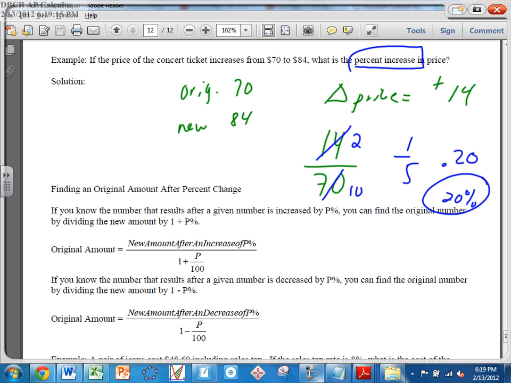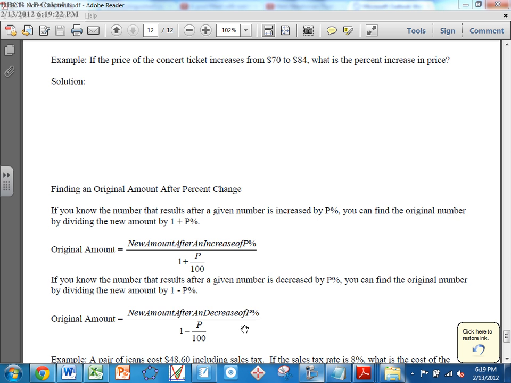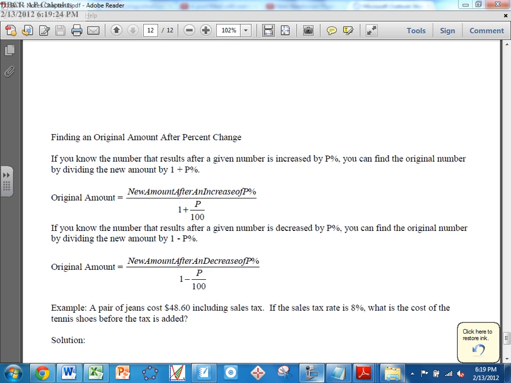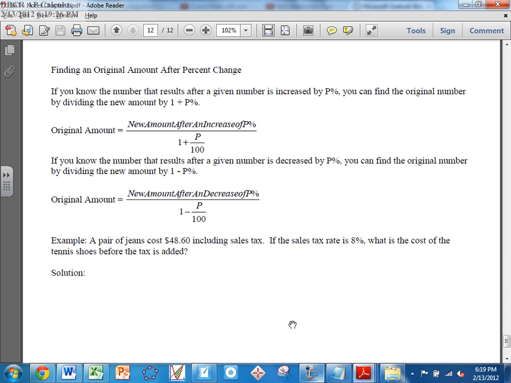If you know the amount of percent increase and you want to find out the original amount, there are several formulas you can use, and I wrote them down because you've seen these all over the place. You've seen these in Algebra 1, but we're going to go right to an example here. So let's take a look.